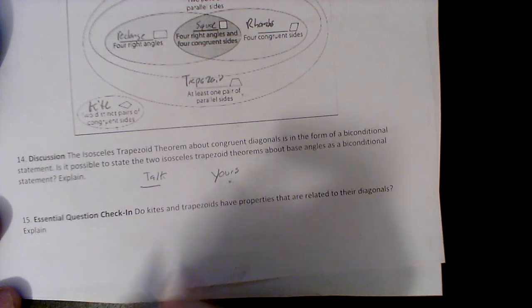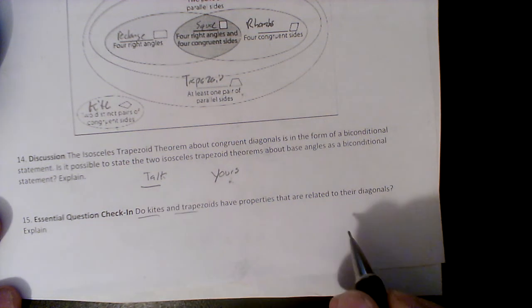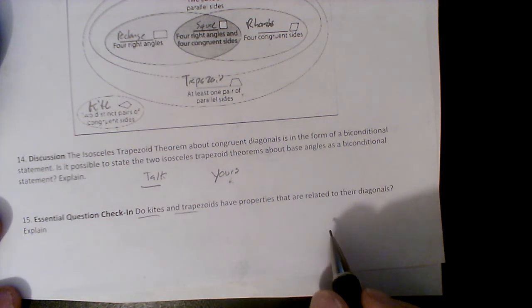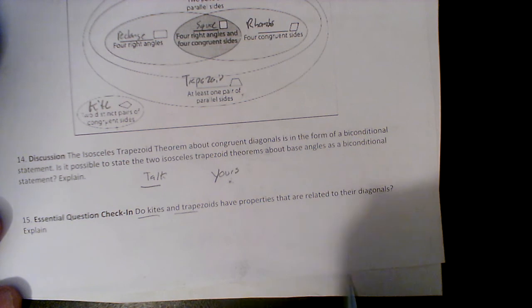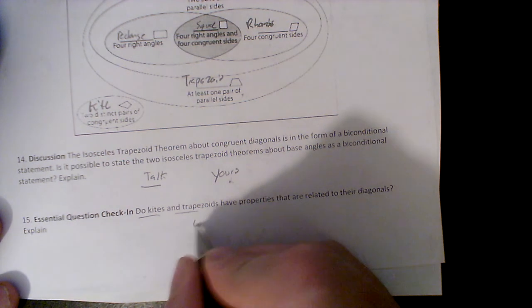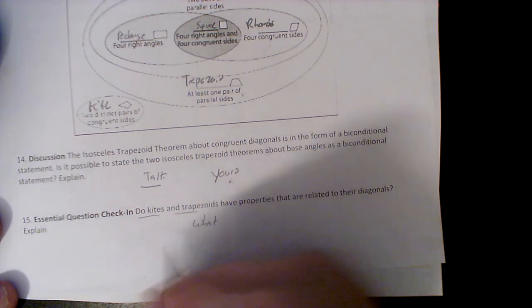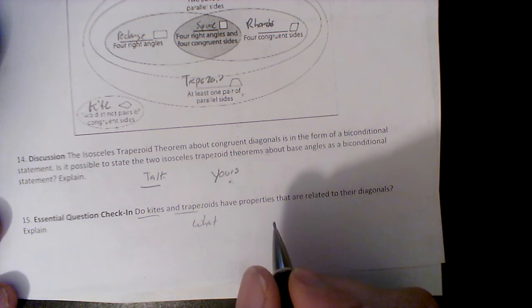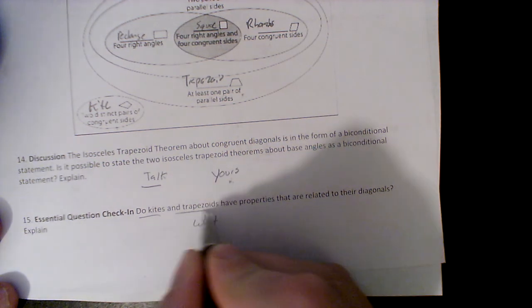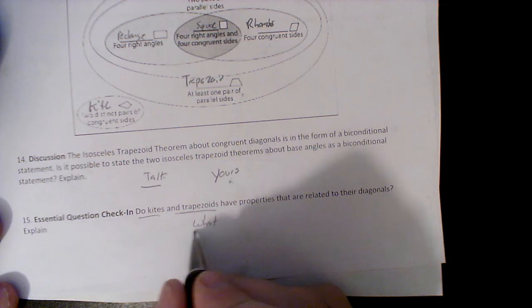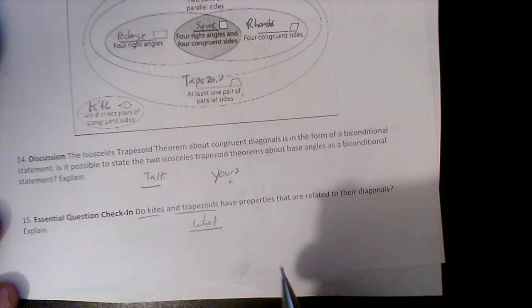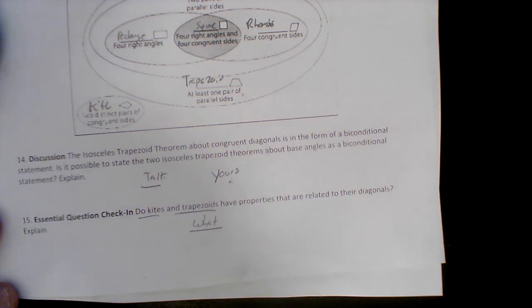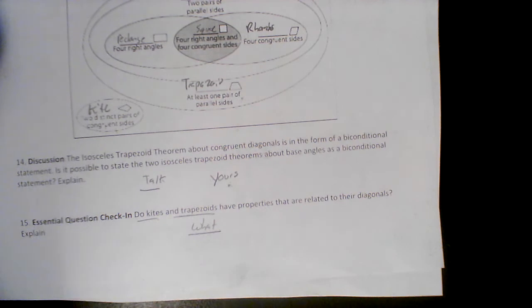Alright, an essential question. Do kites and trapezoids have properties that are related to their diagonals? Think about that. They do, by the way. See if you can pull that. What are they? Try to do it without looking at your notes. Kites and trapezoids have properties, or at least some trapezoids do, right? But a kite has a few that are related to their diagonals. So think about it. All right, see if you can pull it from memory. And I will see you guys soon.